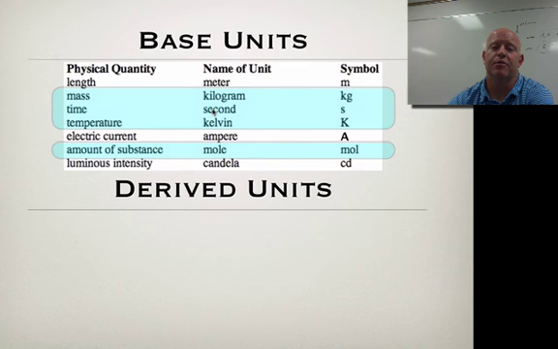Time is in seconds, so we really don't ever work with minutes or hours or days here. If we use a lot of seconds, we use kiloseconds or megaseconds or gigaseconds. So the unit is actually the second. And then finally the mass is in kilograms.